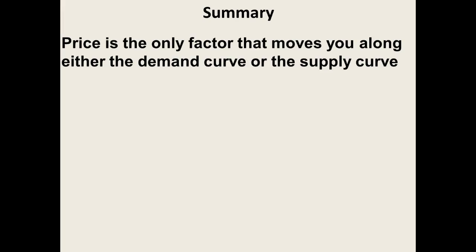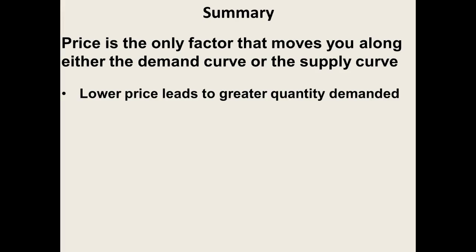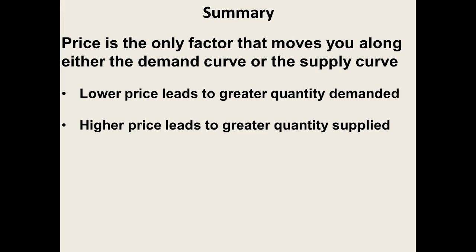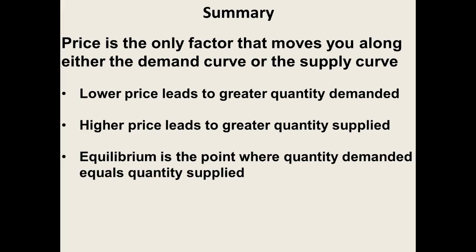So to summarize, price is the only factor that moves you along either the demand curve or the supply curve. A lower price tends to lead to a greater quantity demanded, moving down along the demand curve. A higher price leads to a greater quantity supplied, moving up along the supply curve. And of course, equilibrium is the point where the supply curve and the demand curve cross, and that is where quantity demanded equals quantity supplied.